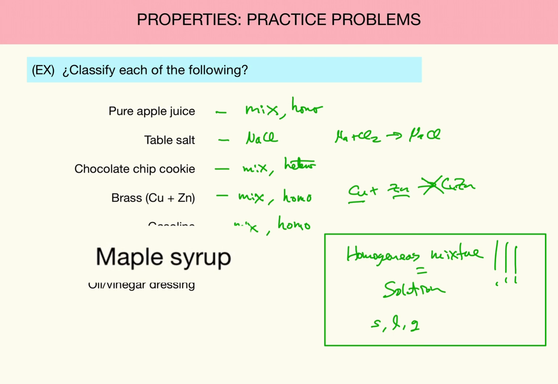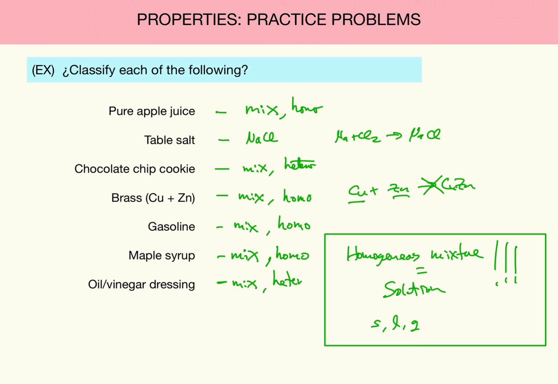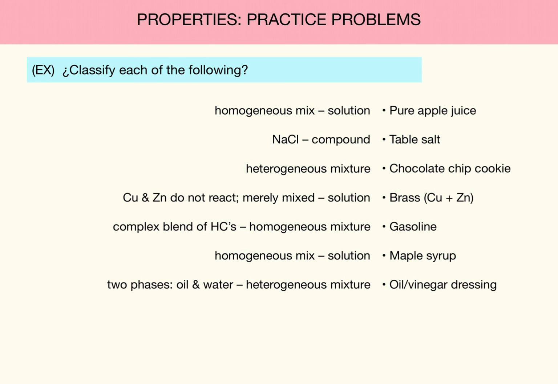Maple syrup, it's a mixture, and that's homogeneous. Oil and vinegar dressing, that's an easy one to classify generally. Of course, it's a mixture of oil and vinegar. But the oil phase floats on top of the vinegar or water phase, and so we wind up with a heterogeneous mixture. And there's the problems we just went over with the answers written in a little neater form.